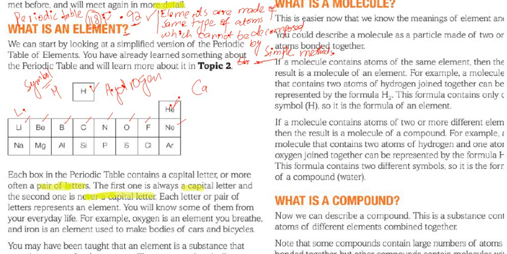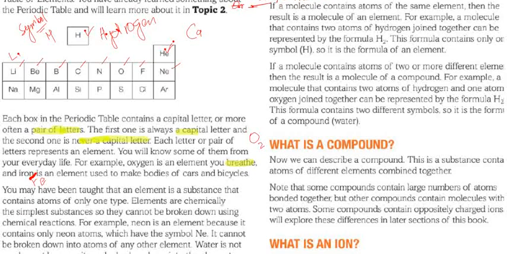You will know some of them from your everyday life. For example, oxygen is an element you breathe. When you breathe, you take in oxygen, which is in the molecular form O2. And iron is the element used for the bodies of cars and bicycles. You should know its symbol, Fe. Fe is the symbol for iron, okay? You know that it gets rust.